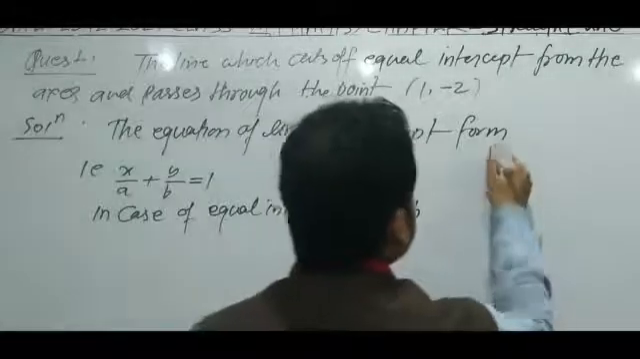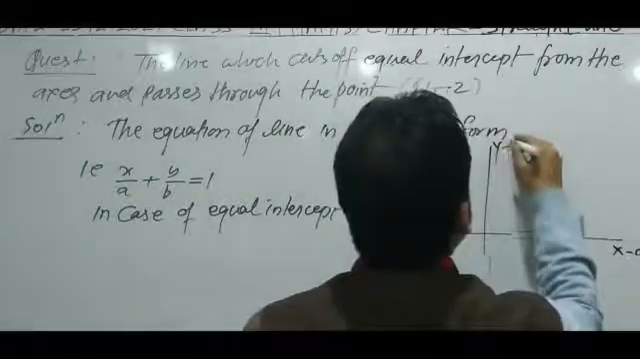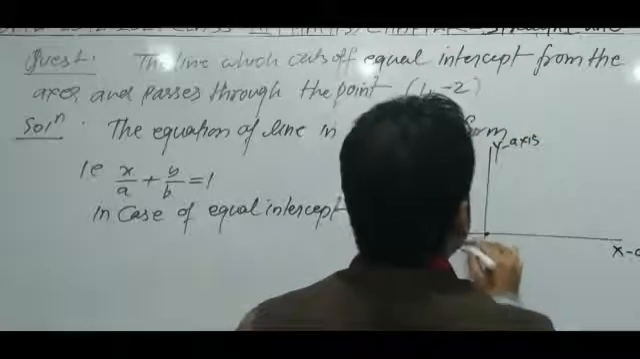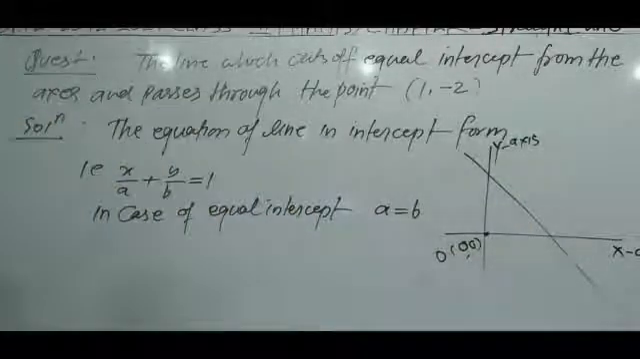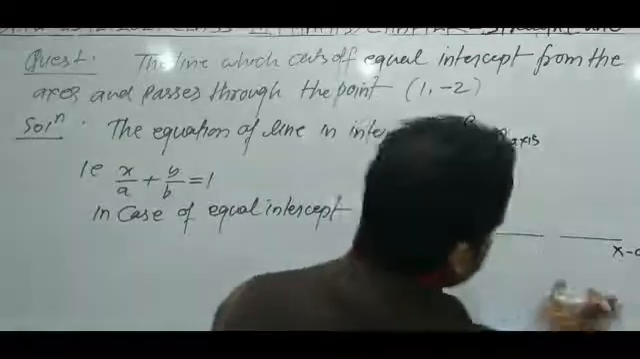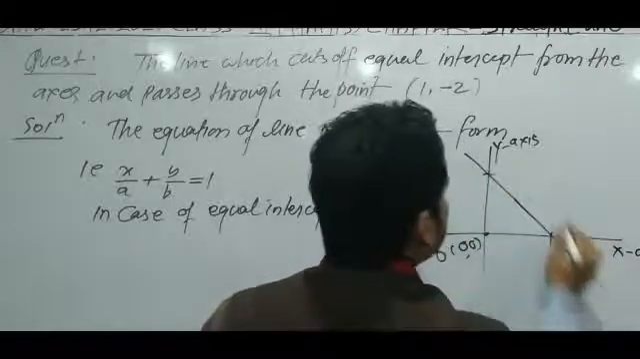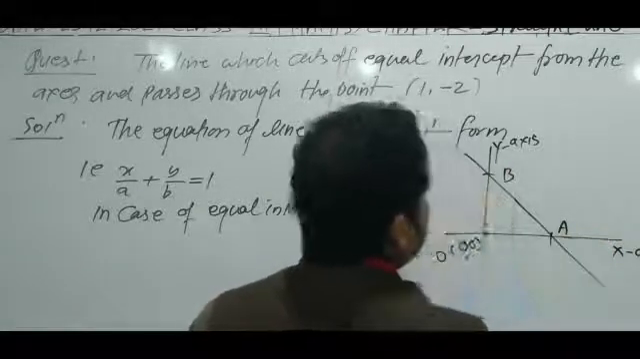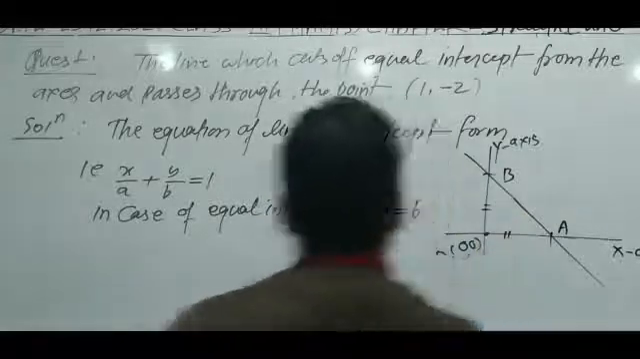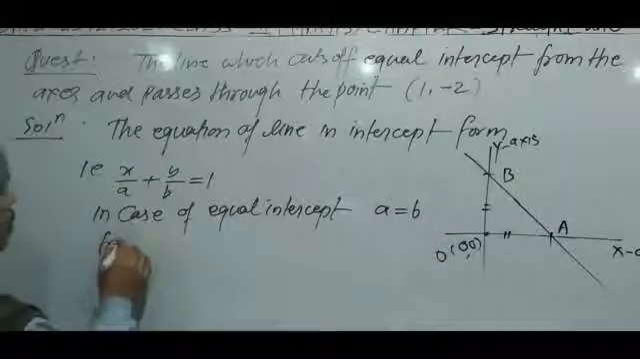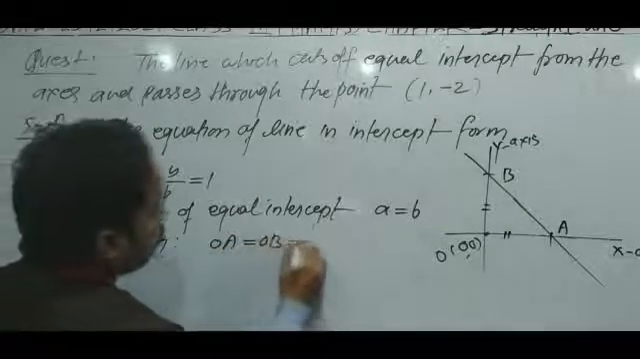So see, suppose this is the x-axis, this is the y-axis, this is the origin, and this is the line, which cuts the x-axis at A and the y-axis at B. So in case of equal intercept, from the figure we can write OA is equal to OB is equal to a.